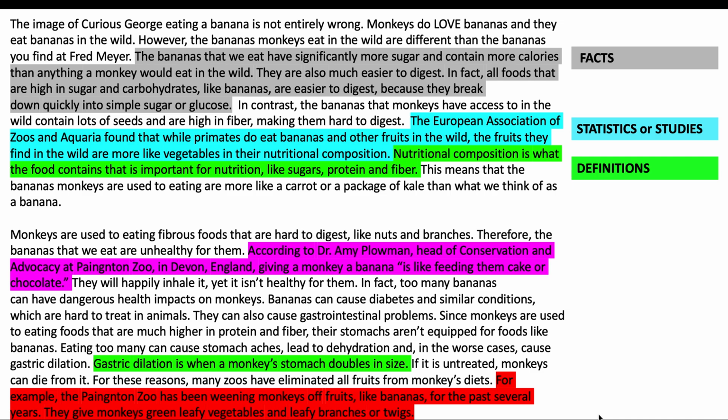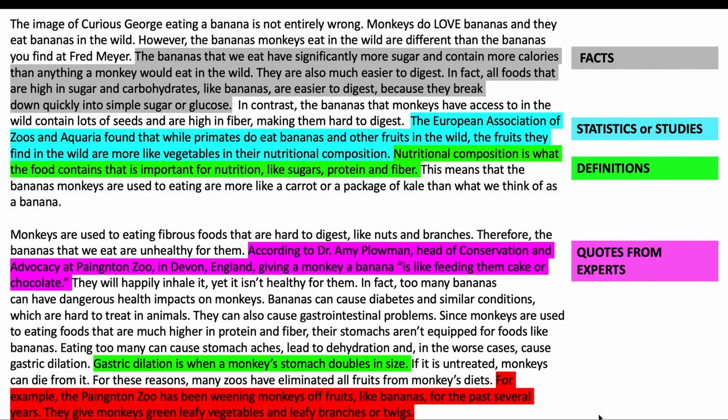I used definitions. I define here nutritional composition. I said nutritional composition is what the food contains that is important for nutrition, like sugars, protein, and fiber. I'm using a transition phrase, nutritional composition is, to define that term. Down below, I also defined gastric dilation. So gastric dilation is this problem that bananas cause to monkeys. It makes their stomachs blow up and actually can cause them to die. It's crazy. So I defined that term as well.